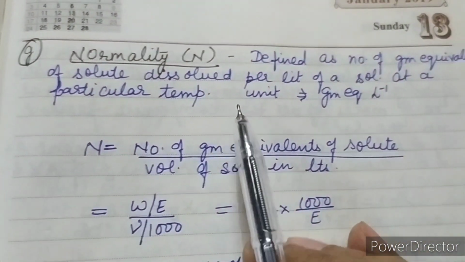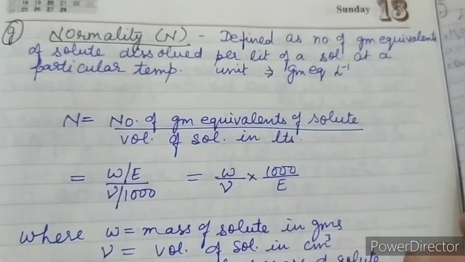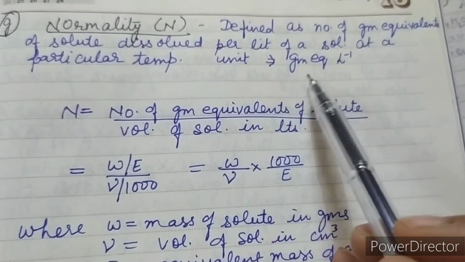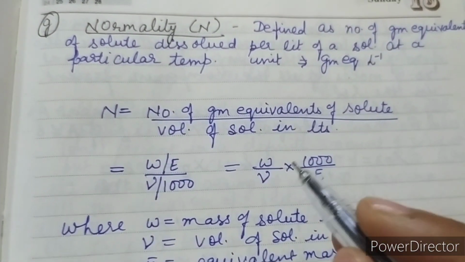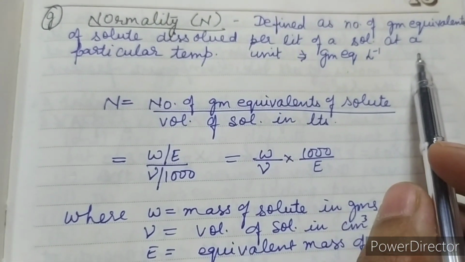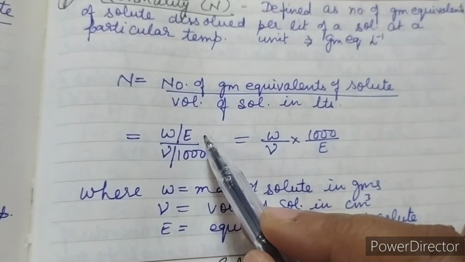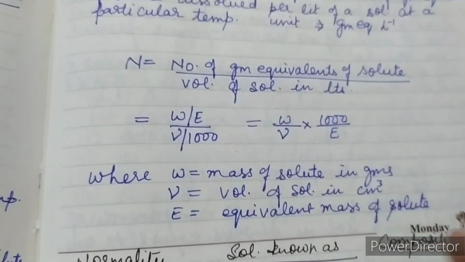Next we come to the normality. It is denoted by capital N. इसको हम लोग डिफाइन करते हैं नंबर ऑफ ग्राम इक्विवेलेंट्स ऑफ सॉल्यूट डिसॉल्व पर लीटर ऑफ द सोल्यूशन. यूनिट इज ग्राम इक्विवेलेंट पर लीटर. ये भी बिल्कुल नॉर्मल मोलारिटी की तरह है, बस इसमें यहाँ पे नंबर ऑफ ग्राम इक्विवेलेंट हम लोग लेते हैं नंबर ऑफ मोल्स ऑफ सॉल्यूट की जगह. सो योर फॉर्मूला विल बी वेट अपॉन इक्विवेलेंट वेट डिवाइडेड बाय वॉल्यूम डिवाइडेड बाय 1000 to convert it into liters.